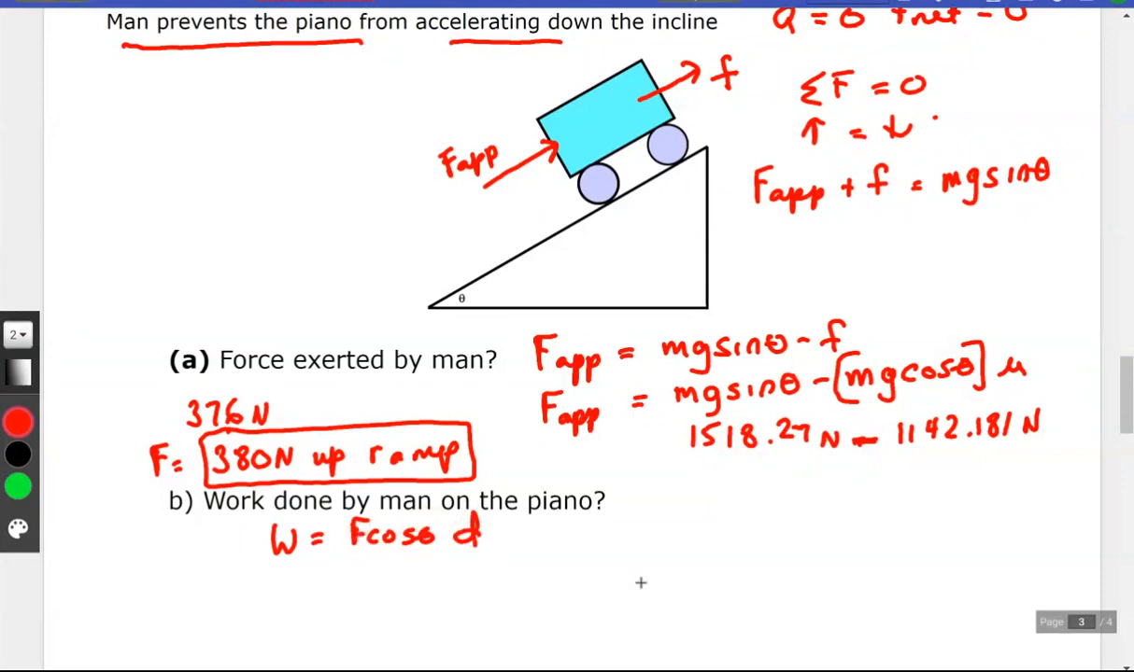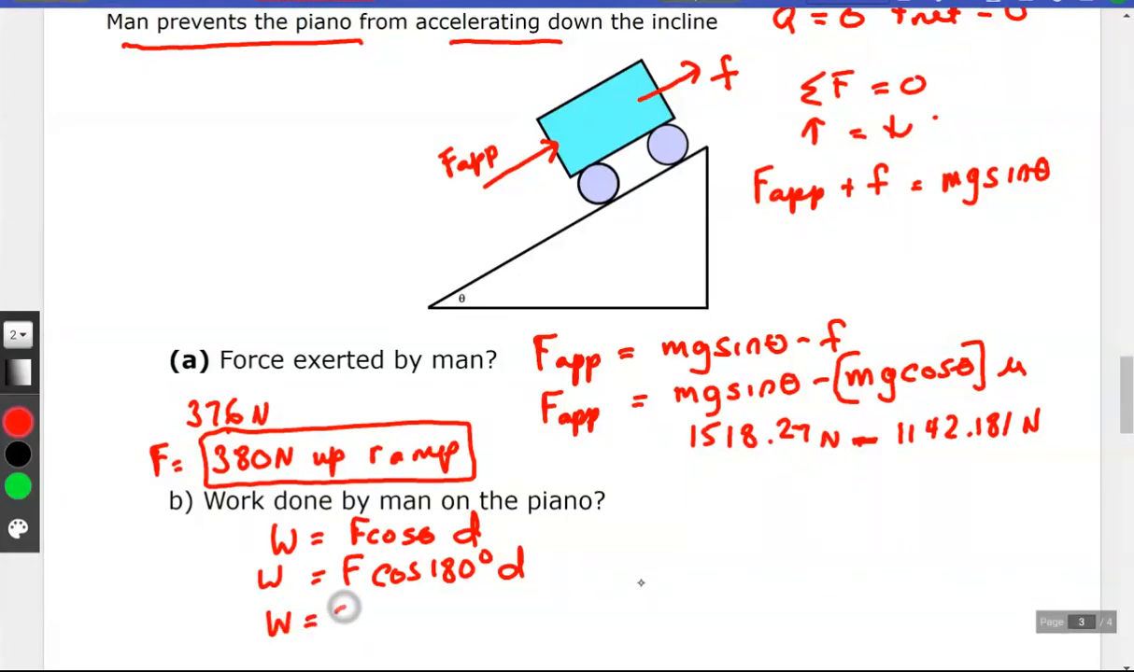Now, what is the angle? What is that theta? It's the angle between the direction of the force and the direction of the displacement, which is down the ramp. Force is up the ramp. So that angle is 180 degrees. So press in cosine. So 180 cosine, what's that? That is, no surprise, negative 1. So this equation becomes W equals F cosine 180 d.